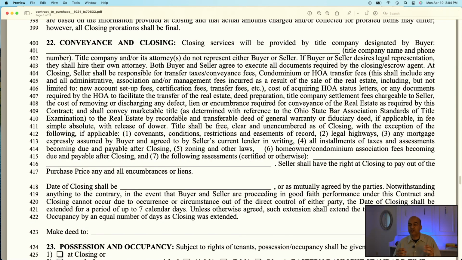Conveyance and closing, this is where you're going to enter the name of the title company who's going to be performing the closing services, the date of closing, as well as, if you want to put it in the name of the deed, who's getting the deed. For example, if you're purchasing in cash, you want the deed to go in an LLC versus your own personal name. That could go in this section over here too.